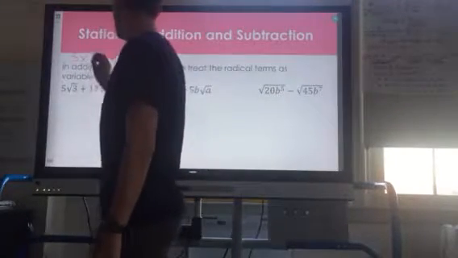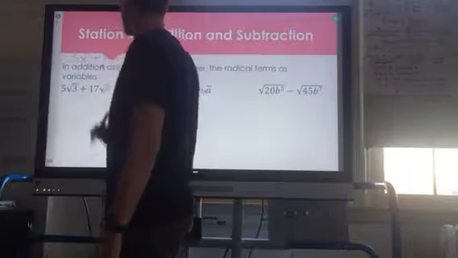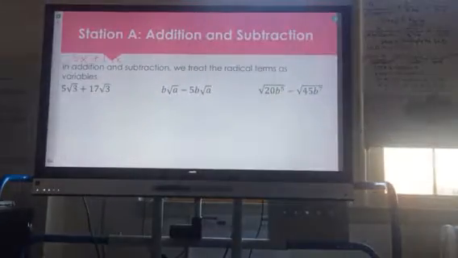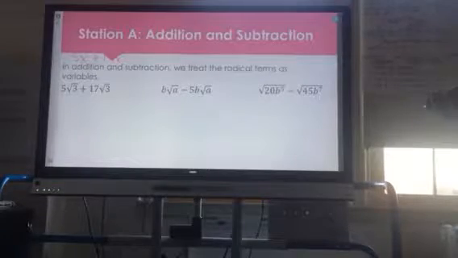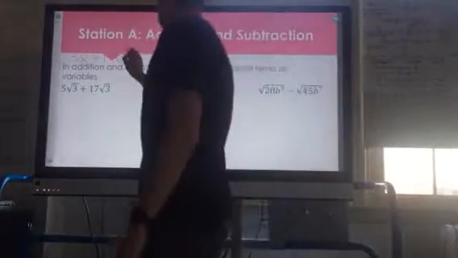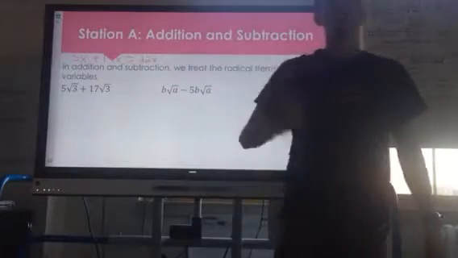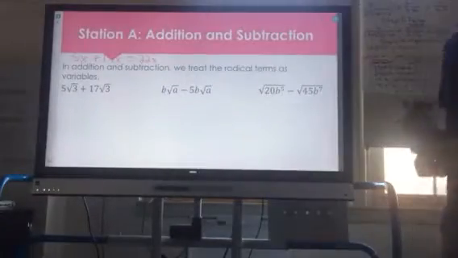5x plus 17x. 5x plus 17x. What do you guys think that is? 22x. So if I add them together, it's going to be 22x. When I'm adding radical expressions, it works exactly the same way.